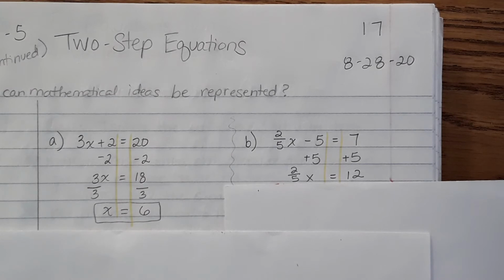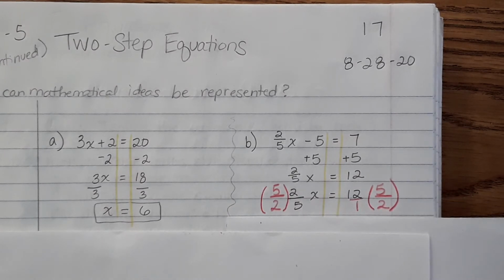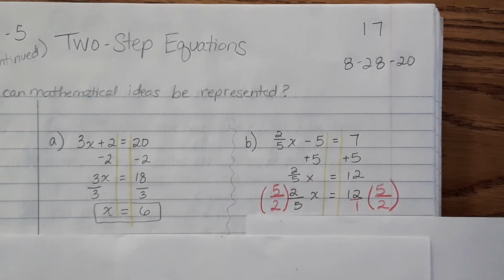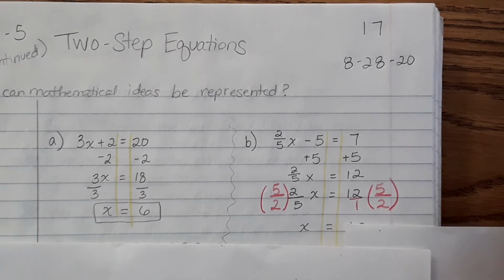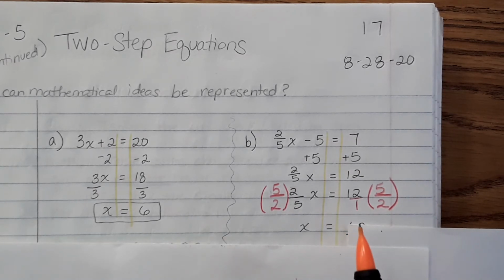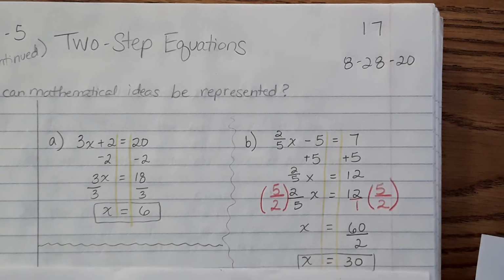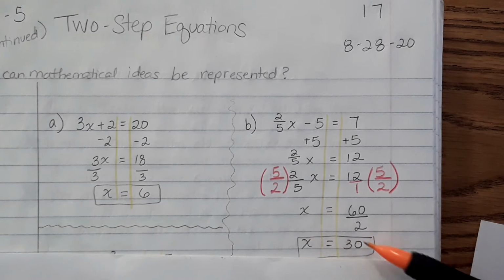Now, remember, if you have a fraction coefficient, you'll multiply by the reciprocal on both sides. This way, the values can cancel. I have x remaining on the left, and on the right-hand side, I can simplify right now or multiply and then simplify later. I'm going to just go ahead and multiply because they're fairly small numbers. 12 times 5 is 60, 1 times 2 is 2. Remember, we multiply straight across, and now I can simplify because 60 divided by 2 is 30, and my whole solution is x equals 30.